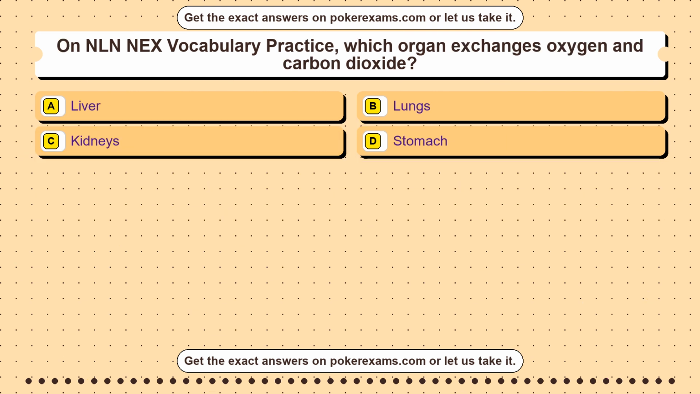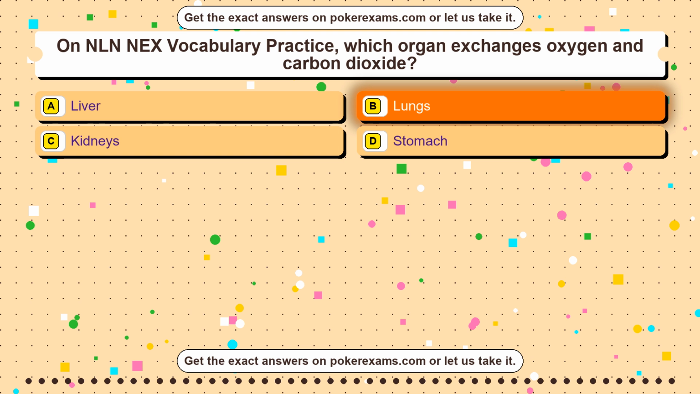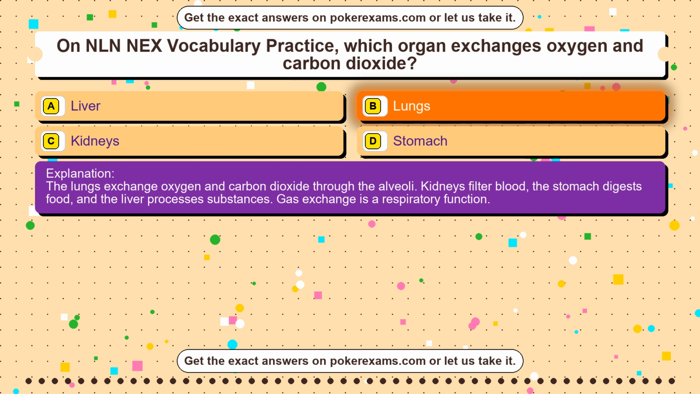Question 24. On GED test prep, which detail best supports an inference in RLA? Option A. A familiar topic. Option B. A quoted line from the passage. Option C. A personal guess. Option D. A longer answer choice. The correct answer is option B. A quoted line from the passage. An inference should be grounded in a quoted or paraphrased passage detail. A personal guess may not match the text, and answer length does not prove accuracy. Familiarity with the topic cannot replace evidence.